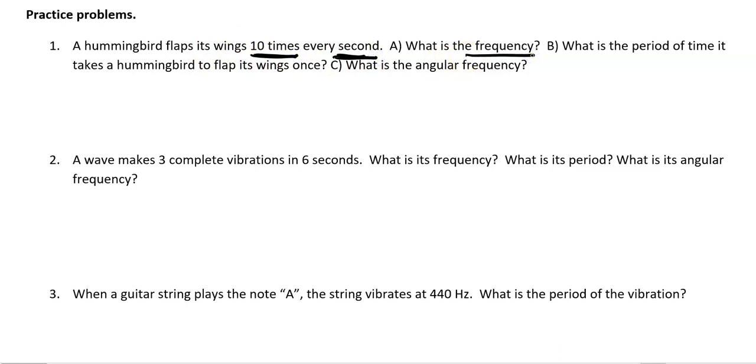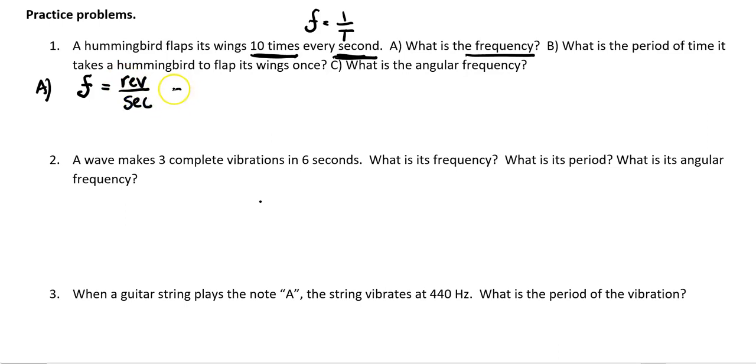We want to find the frequency. I always love writing down the equation and what we're trying to find. So frequency is F. And again, frequency is 1 over period. Units for frequency, so that's going to be number of revolutions something makes per second.